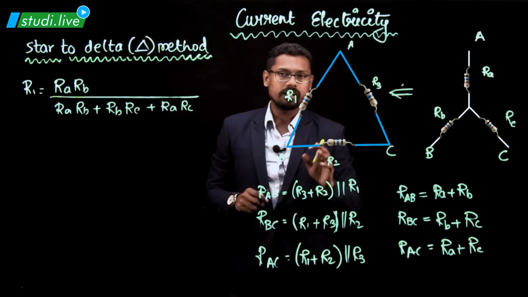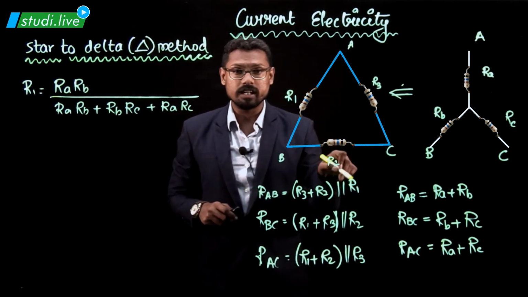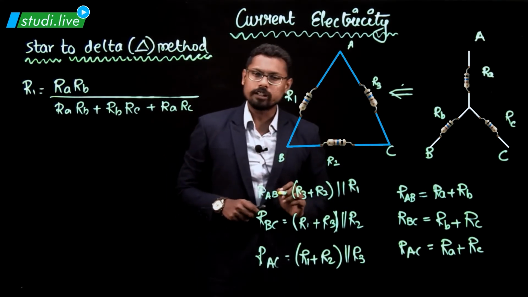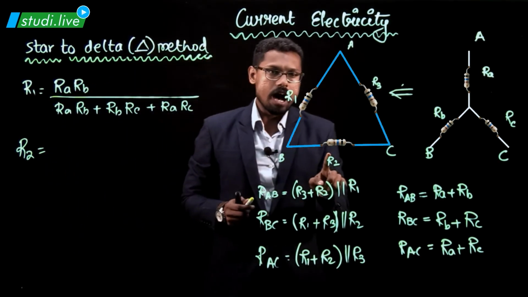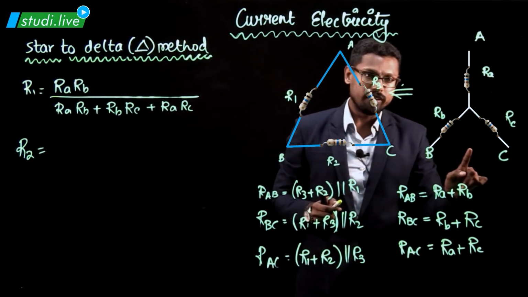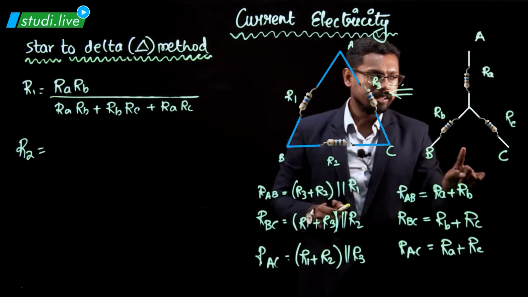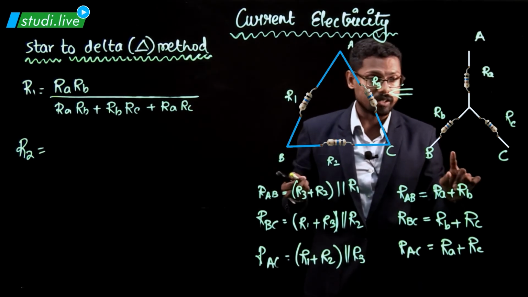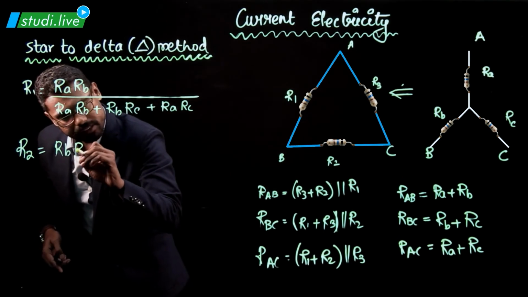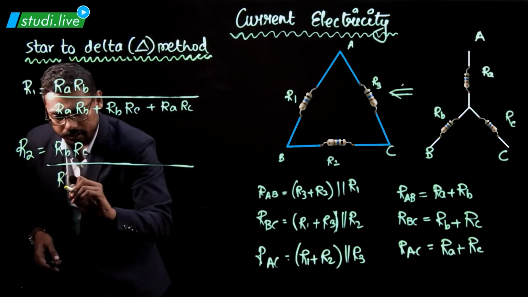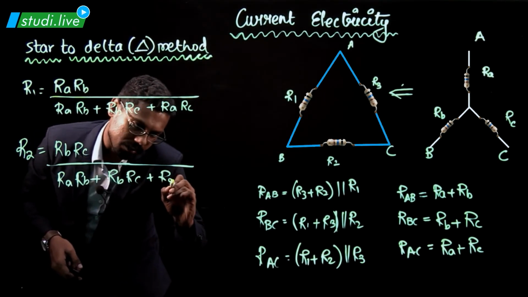Let's work on our next connection. What is our next connection? R2. How will you compute the value of R2? R2 should be equal to, where is R2 located? R2 is located here, between RB and RC. Can you see this? You don't have to imagine, you can see it on the screen. It's RB and RC. Let me write it down. It's RB RC divided by RA RB plus RB RC plus RA RC.